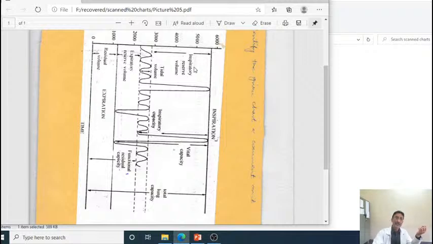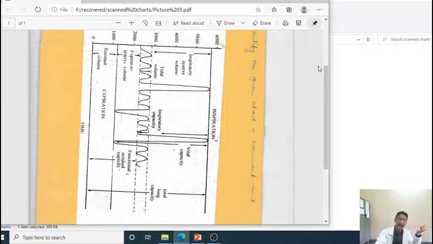So this is as far as the formulas are concerned. But what does total lung capacity mean? The total lung capacity means the amount of air which a person can take in, or the capacity of the lungs to accommodate the maximum amount of air, is called the total lung capacity.